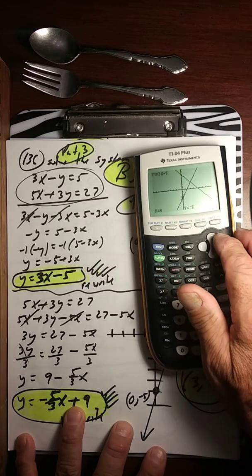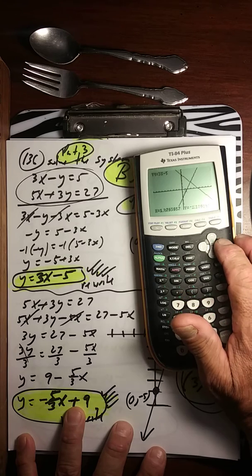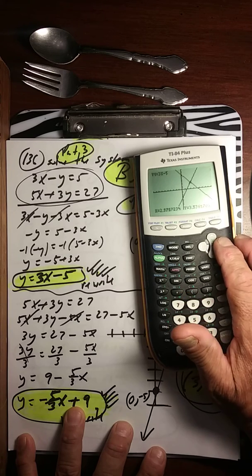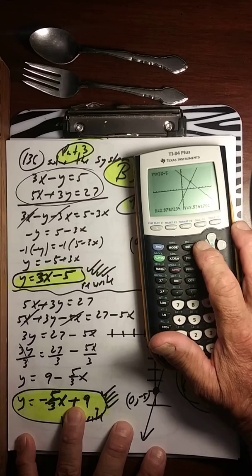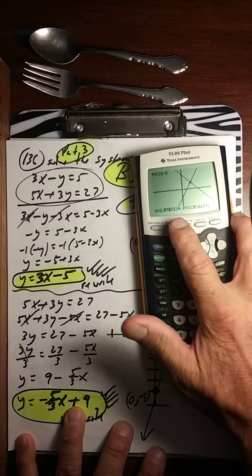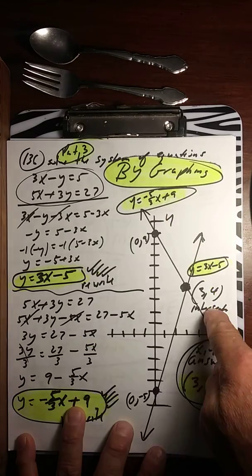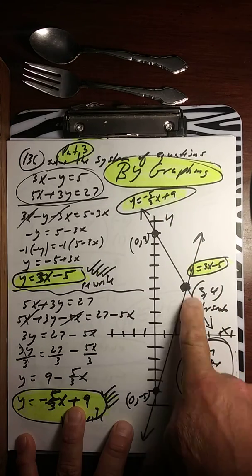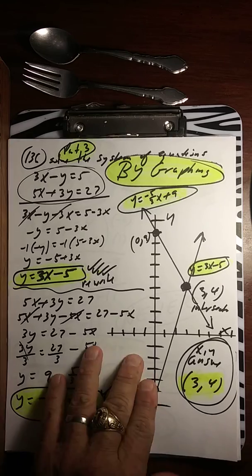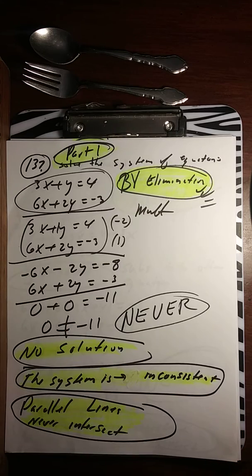There it goes. Put a trace. See it, get up there, and then we're going to get really close to 3 and 4. Round them up. 3, 4. So there's a line, that line right there is going to be what? 3, 4 by graphing. Alright, solve by elimination.